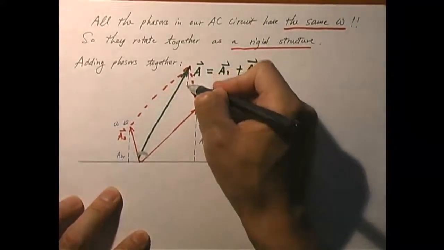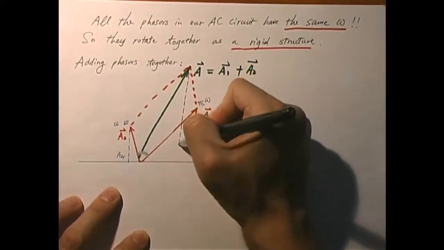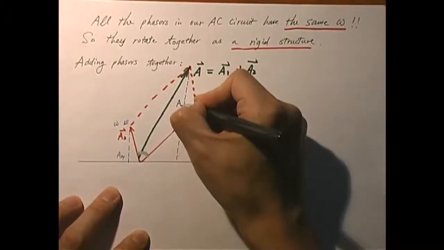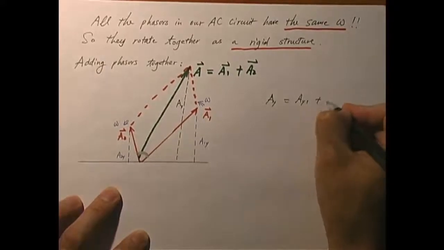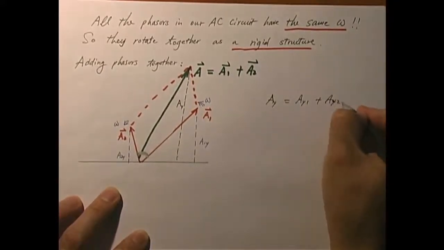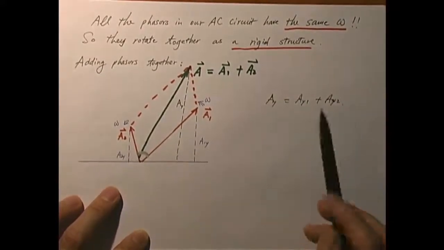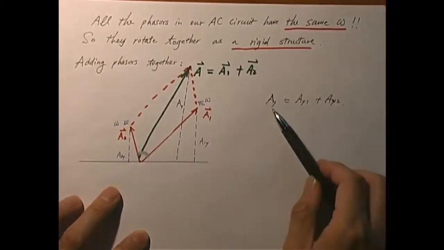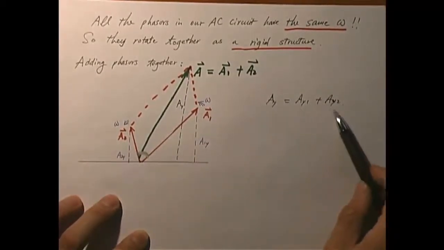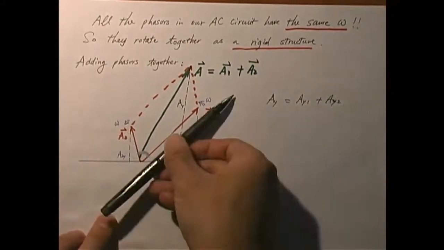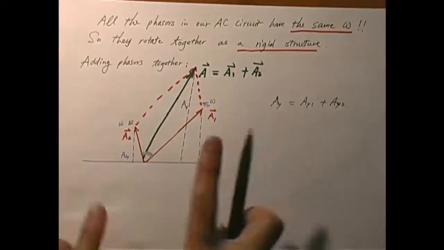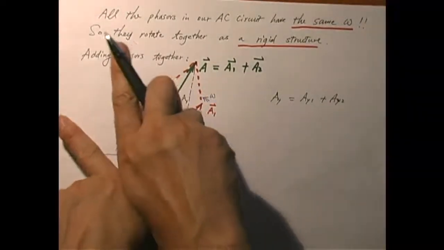The y component of this resultant vector, Ay, is Ay1 plus Ay2. Okay, so with that, I'm able to find the sum of these two sine functions with different phase but the same omega. And this job can be done relatively easily because, again, the angle between A1 and A2 never changes. The whole thing turns with the same exact angular speed.